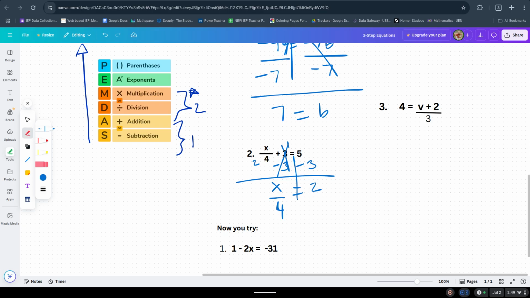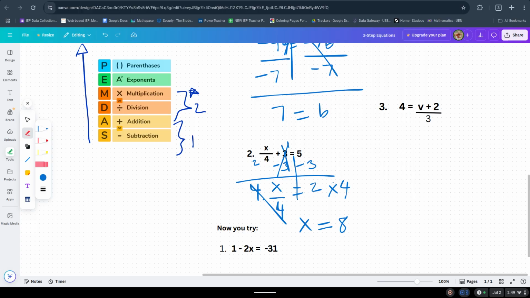Okay, then we say, what is happening to that 4? So it's being divided, so I need to times it. So we times there, x is equal to 8. So that's how we would do that one.